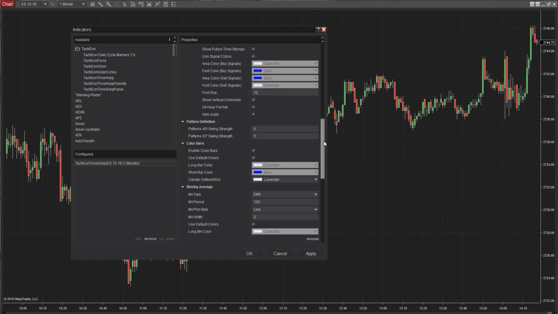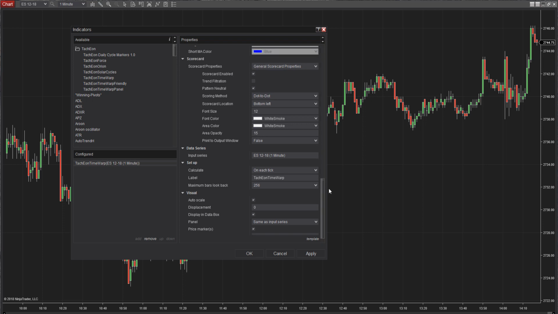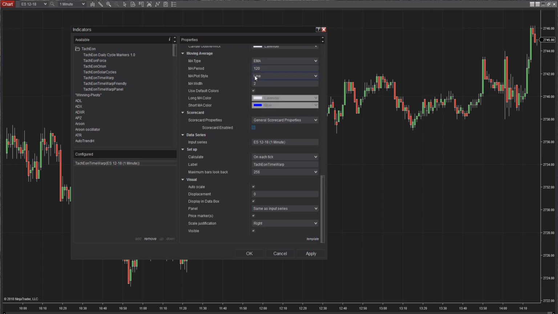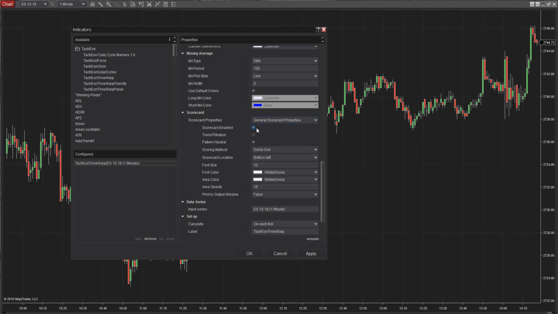First thing we're going to do, we're going to scroll down to the bottom and turn on the scorecard. Scorecard enabled, you're going to see there's an area down here in the general scorecard properties, and we're going to click on scorecard. Once we have enabled our scorecard, we can now go through and start analyzing our individual signals. So just by clicking that on, I'm going to go ahead and hit apply on my chart.